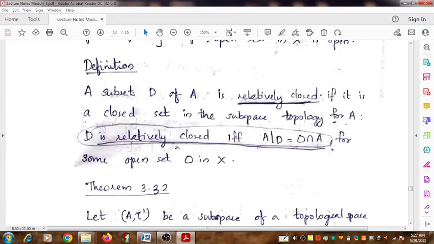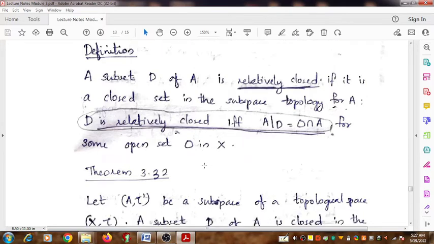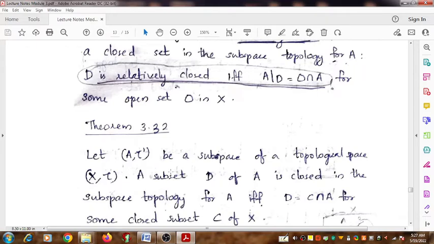We know that D has the properties of a closed set. So when D is removed from the subspace A, it must behave like an open set. For making it an open set, there must exist an open set in the original space X. That's why we define it in this way. There must exist an open set in X such that its intersection with the subspace A equals A minus D. Okay, now coming to the result.